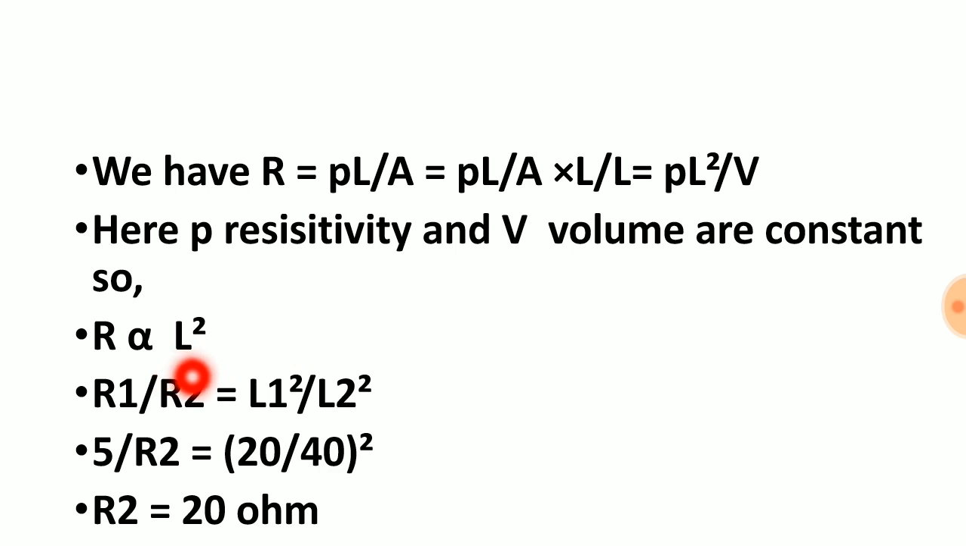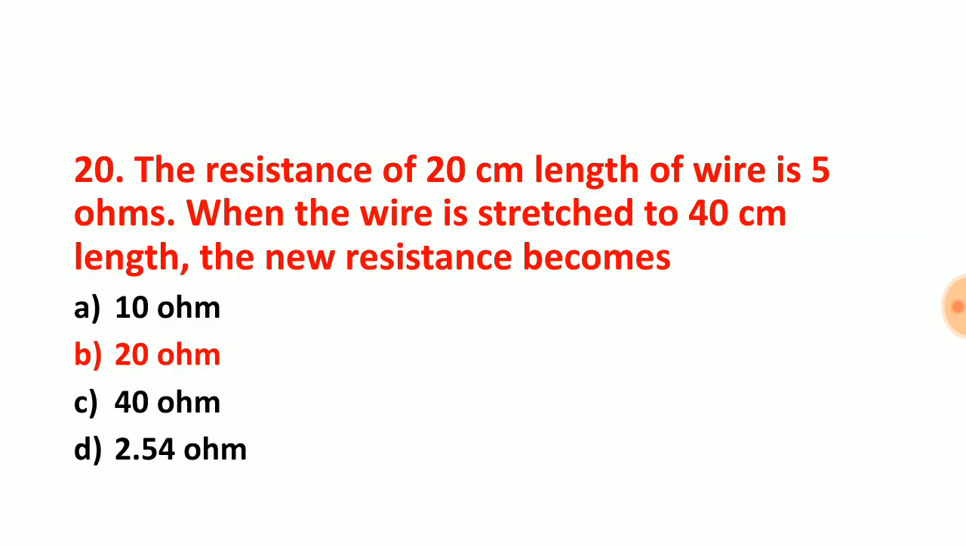So R is directly proportional to L square, others are constant. So R1 by R2 is equal to L1 square by L2 square. Here L1 is 20, L2 is 40 and R1 is 5, so R2 will be 20 ohm. 20 ohm is in option choice B. So this is the right answer.